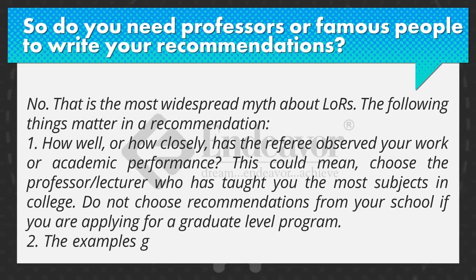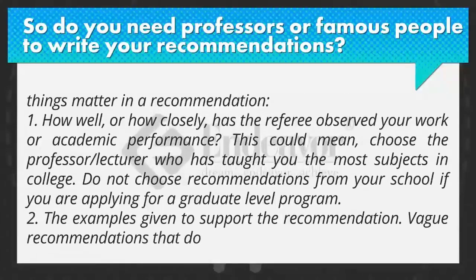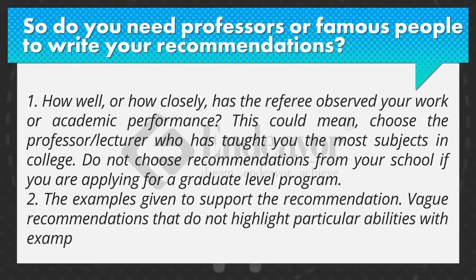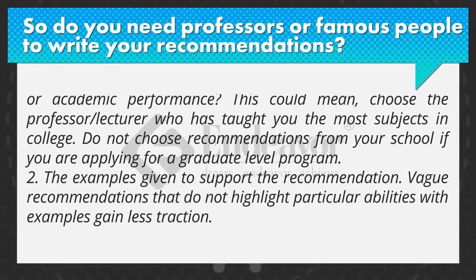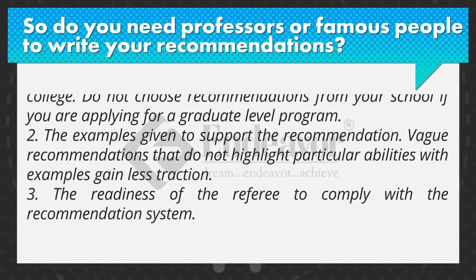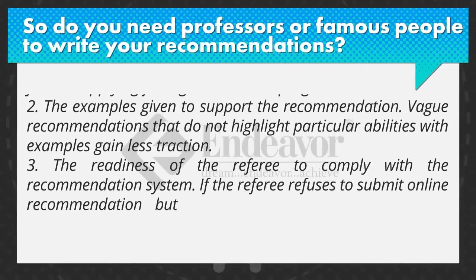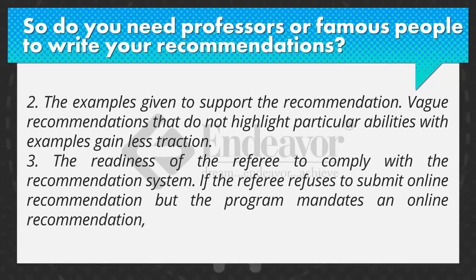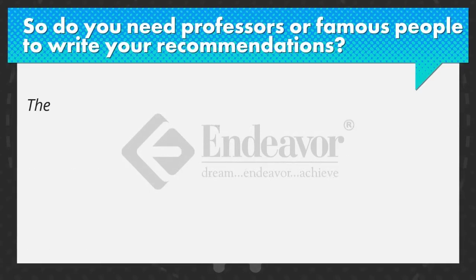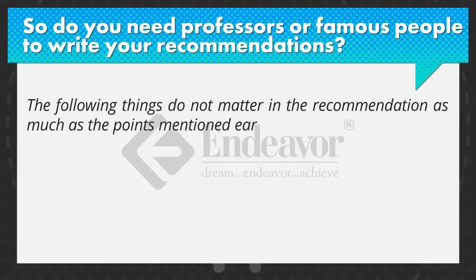Second, the examples given to support the recommendation. Vague recommendations that do not highlight particular abilities with examples gain less traction. Third, the readiness of the referee to comply with the recommendation system. If the referee refuses to submit online recommendation, but the program mandates an online recommendation, either avoid the referee or avoid the program. The following things do not matter in the recommendation as much as the points mentioned earlier.